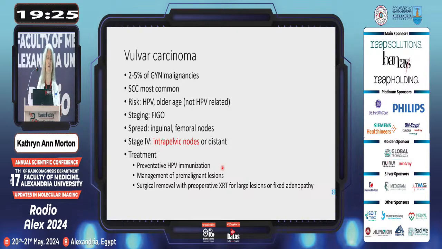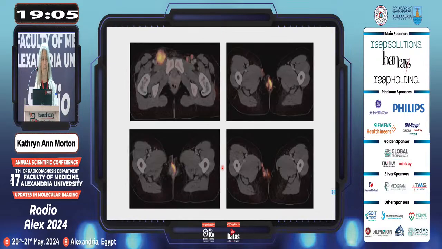This is interesting in vulvar carcinoma, and I think this is important to know. With intrapelvic nodes, so if you have external iliac lymph nodes in vulvar carcinoma, that constitutes stage 4 disease. So it's important to realize that when you're looking at a PET scan in these patients. This is an example of a patient with a large vulvar carcinoma. This spreads into the subcutaneous tissue adjacent to the vulva and also to multiple bilateral lymph nodes.